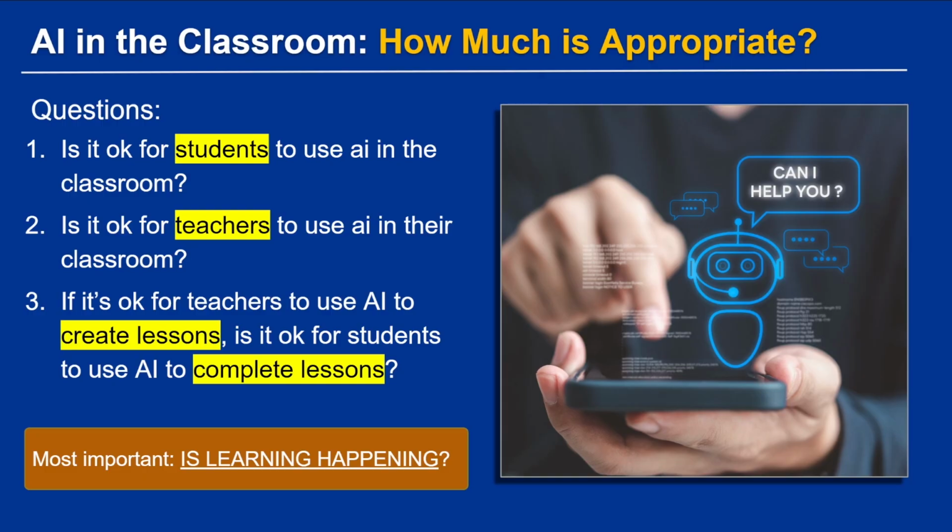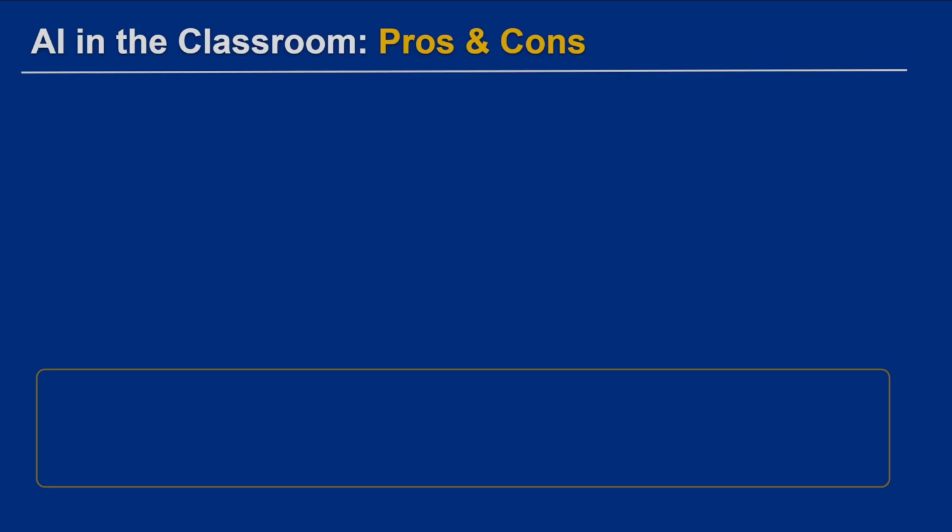That's the key. If you are letting your students use AI in class, but they're using it to just do the work for them and not actually learn the content, then that means you need to revisit your lesson or how your lesson is structured. That being said, let's look at some pros and cons on how we can use AI in general.